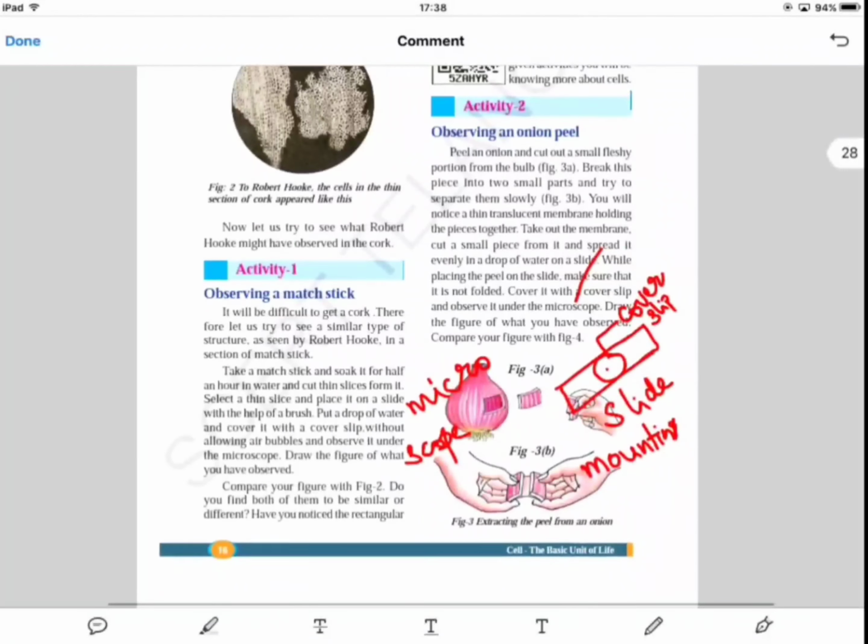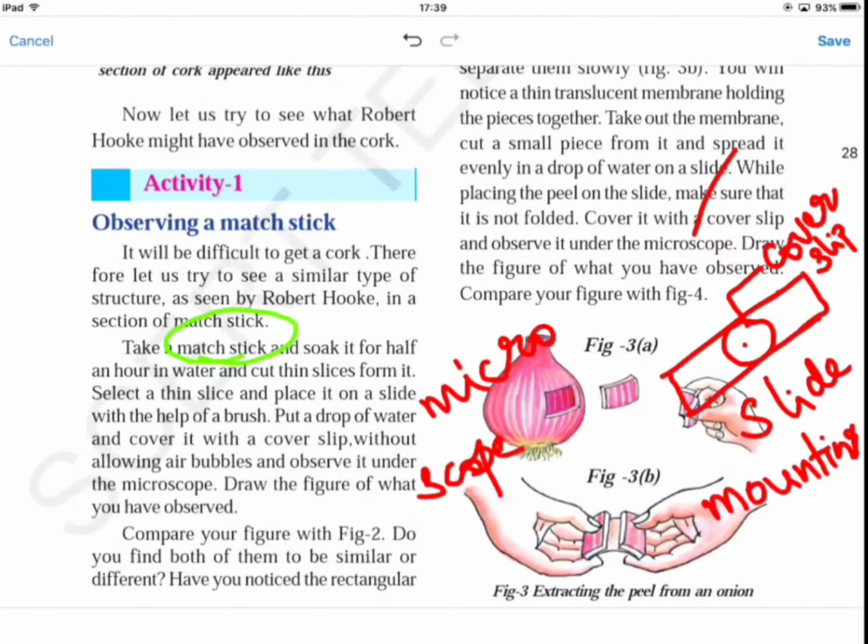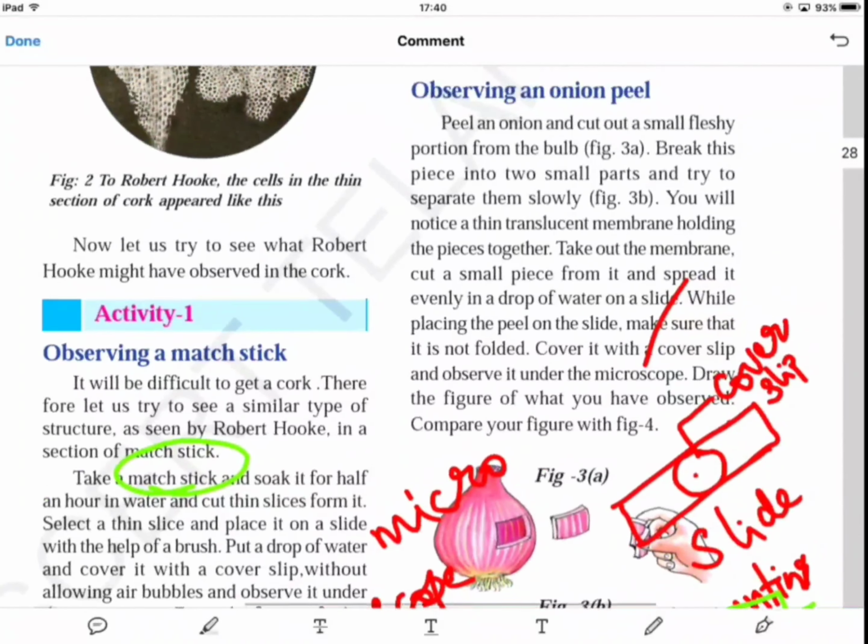So this is how we will make a slide which helps us to observe under a microscope. Whatever was observed by Robert Hooke, the same things we can observe in a soaked matchstick also. When you make a slide of a matchstick and put it under the microscope, you can see all the structures like this, similar to the structures observed by Robert Hooke. So the discovery of the cell by Robert Hooke was a milestone in the history of science.